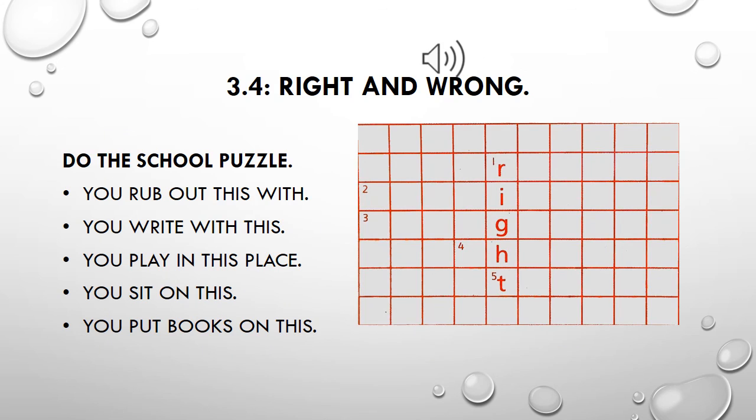Now there is an exercise on page 13 in which you have to do this puzzle. You are given some of the things that are present in your school. For example, the first one is: you rub out with this. What do you use to rub something? Rubber, right? So now you have to write rubber where one is written in the puzzle, and you can see one is written in the box where R is written. So now you just have to write the remaining spelling of rubber.